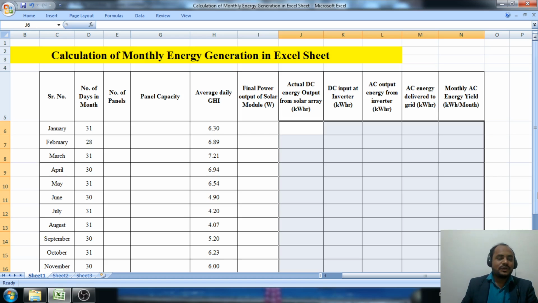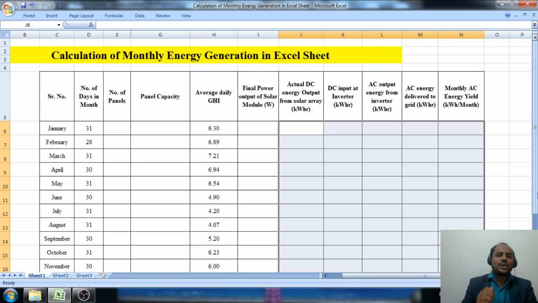In today's session, we're going to see the calculation of monthly energy generation in the Excel sheet. Basically, in the earlier session, we have seen the monthly energy generation in the PVWatts software. Energy generation is nothing but whenever we are installing a solar power plant of any size, ranging from the first kilowatt up to the 100 or 500 megawatt level of the particular project.